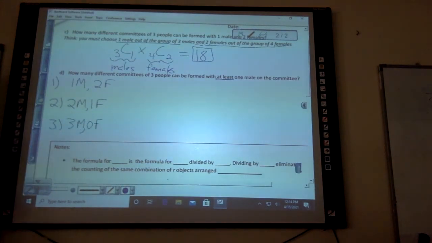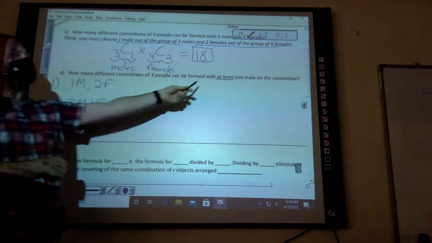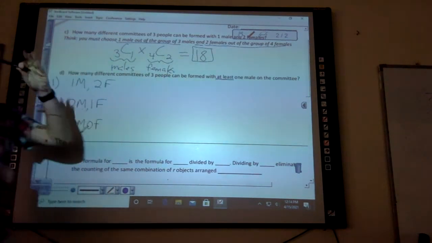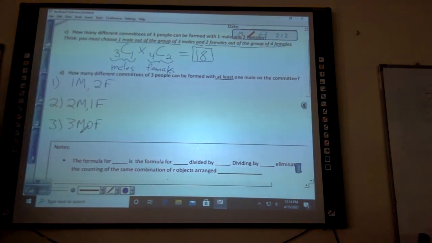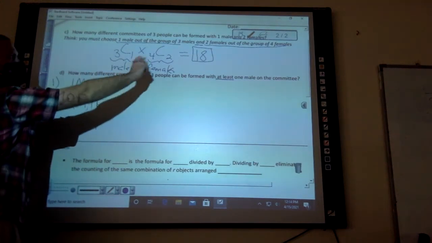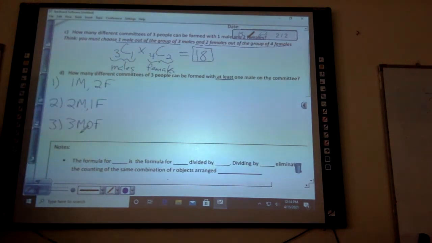This is another one, right? 3 females and 0 males, but we're told we want at least 1 male, so that one wouldn't fit the criteria. Because I've got 3 cases, it makes it slightly more difficult, but I'm just going to do this 3 times and then add them up. So it's just one more layer of complexity, but it's not too bad.